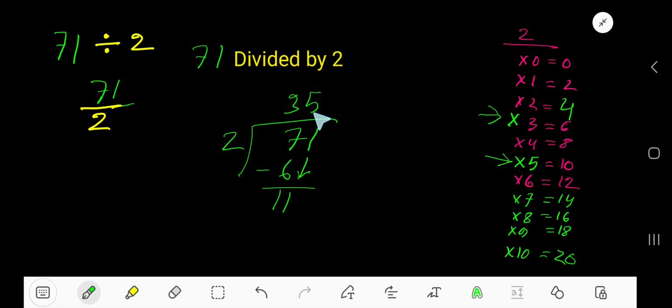Write 5. 5 times 2, 10. Subtract, 1. That is 35. Remainder 1 is your answer.